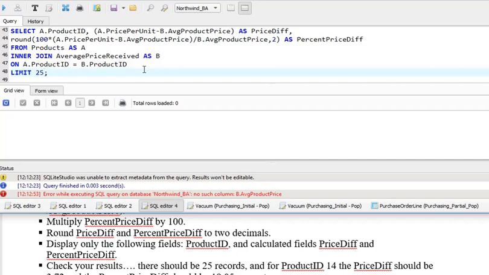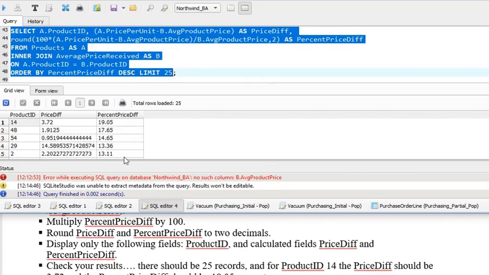So to make sure these are the highest price differences, I need to first order by percent price diff. I'm going to say order by percent price diff, and I want to do it in descending order, meaning I'm starting with the highest and then goes lower and lower. Ascending would simply be ASC instead. So notice here now this is sorted in descending order. Notice it's only returning 25 rows, and I'm displaying product ID, price diff, and percent price diff.